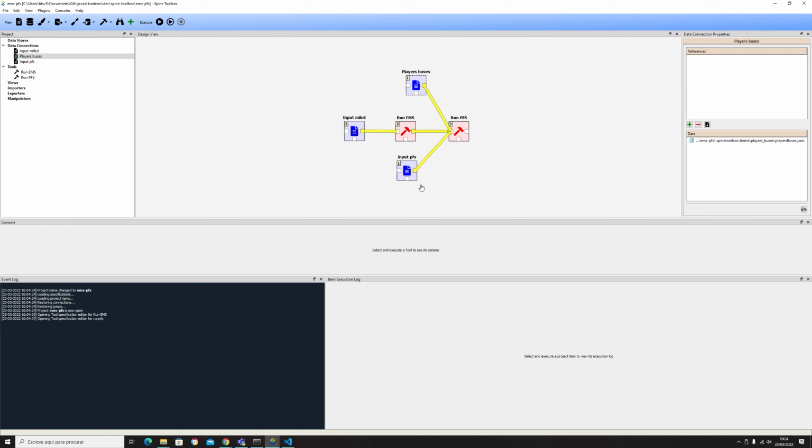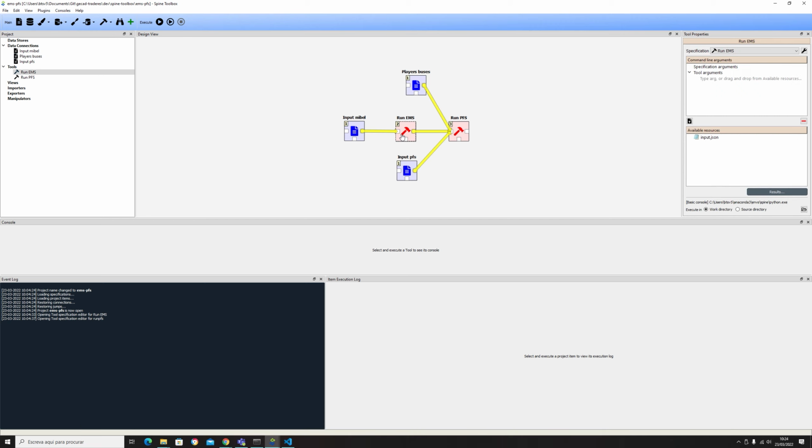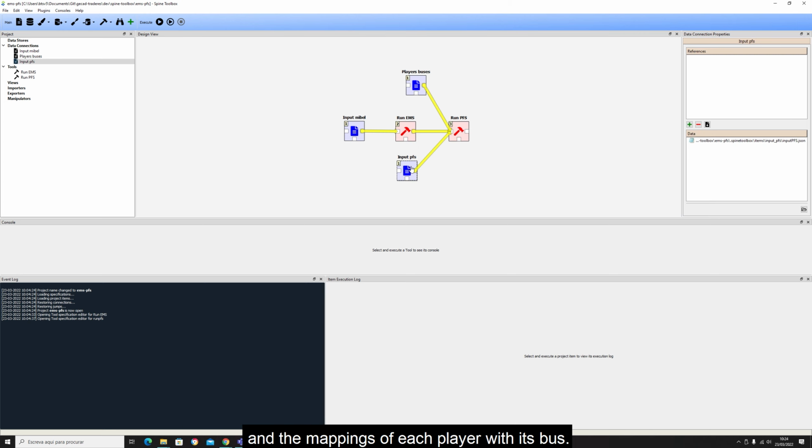https://em.gcad.isap.ipp.pt. After the market clearing, the market operator must validate the power flow feasibility with the system operator to ensure the quality and security of power transmission and distribution. To this end, it requires the electricity market session results, the representation of the power grid considered for the simulation, and the mappings of each player with its bus.